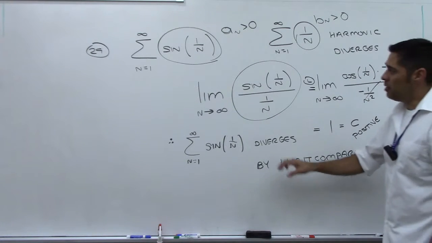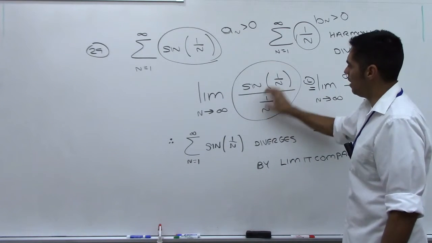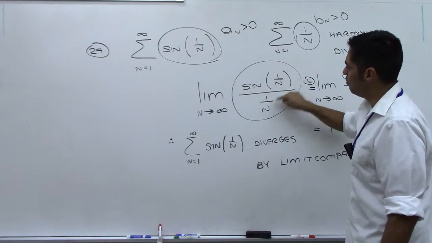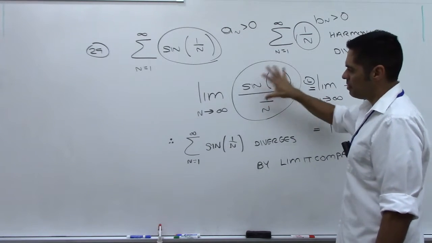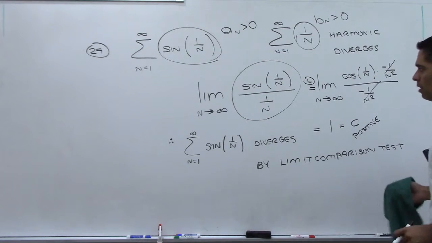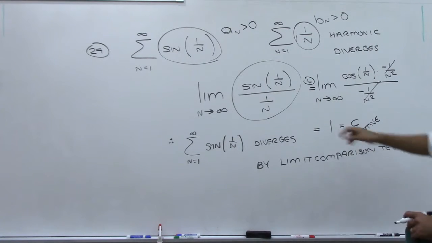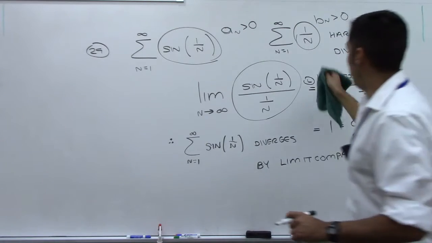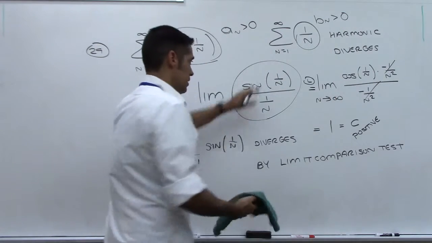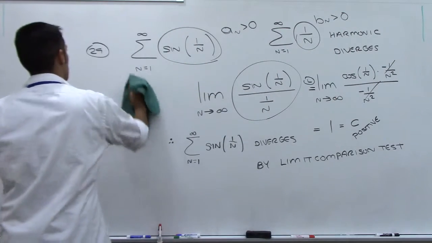In Cal 1, if you ever had sine of something over the same thing, and both of these went to 0, this was a very special limit that you learned at the beginning of Cal 1, and they tell you that limit is going to be 1. Now, I showed it by L'Hopital's rule that it's 1, but that's why I chose 1 over n, because of this thing. All right, that's kind of cool.